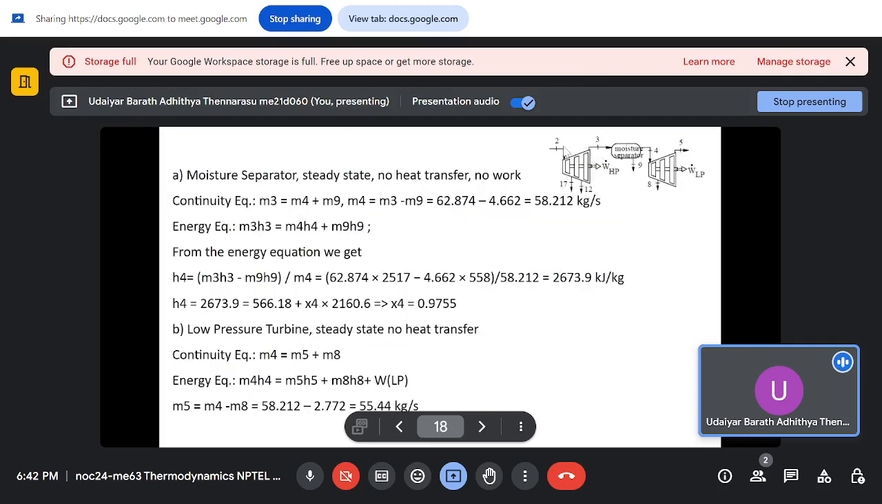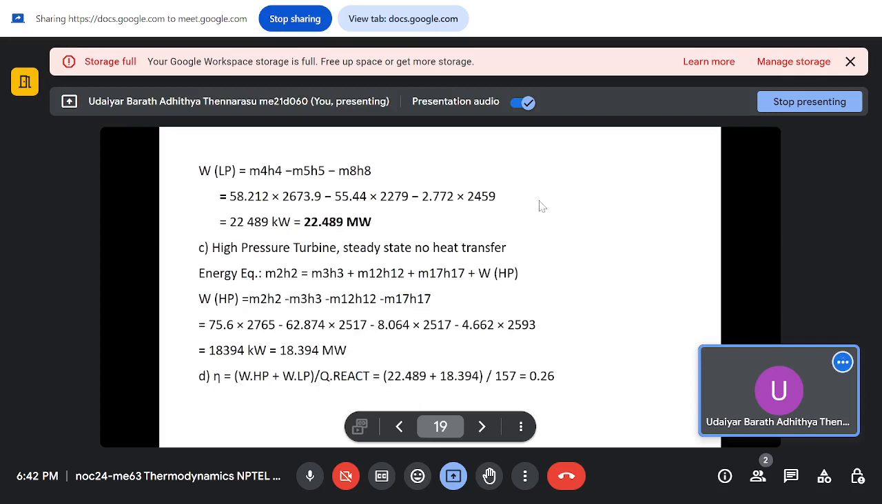So m dot 2 h2 will be equal to m dot 17 h17 plus m12 h12 plus m3 h3 plus work generated in the high pressure turbine. Rearranging, we get m2 h2 minus all the exit stream enthalpies. Substituting the corresponding mass and enthalpy values from the table, we get work as 18.394 megawatts. So this is the work generated in the high pressure turbine.